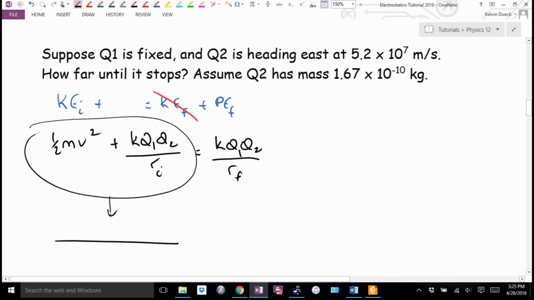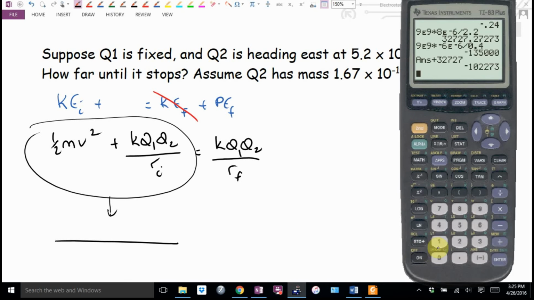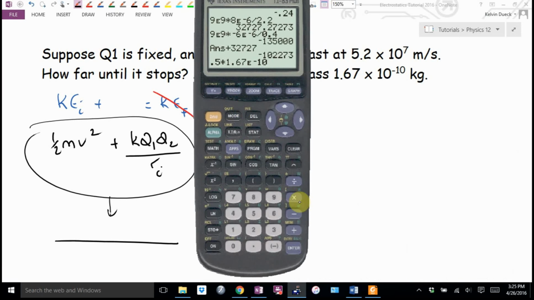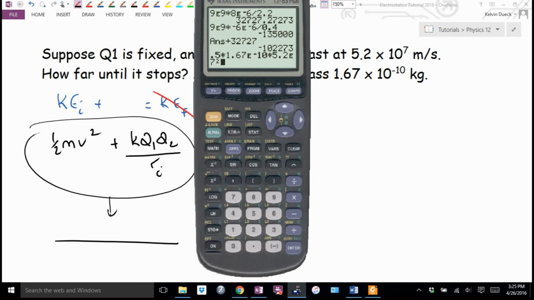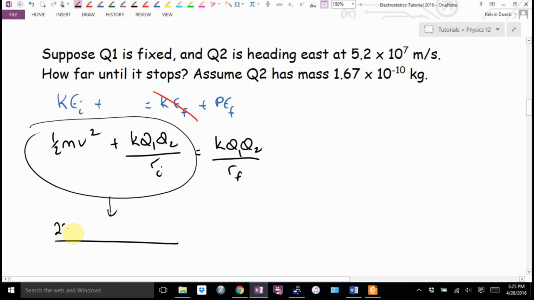I would do each of them separately. I would go a half mv squared. Well, you know what? I can do that part pretty easily. It's going to be 0.5 times 1.67 times 10 to the negative, what did I say, 10? Times 5.2 times 10 to the 7th squared. There's a half mv squared. That's how much kinetic energy it has. 225,784. Plus whatever that is, and I would get an answer.